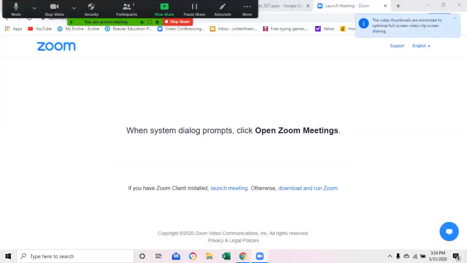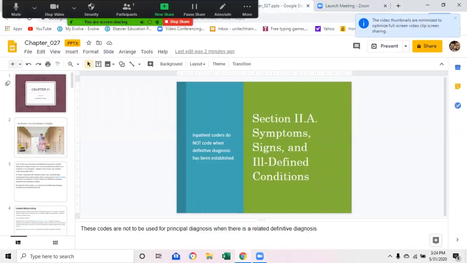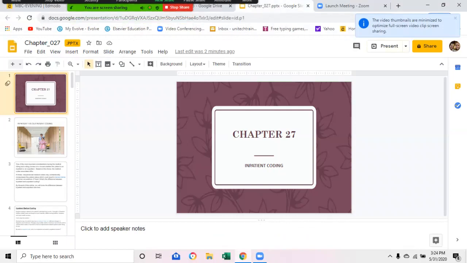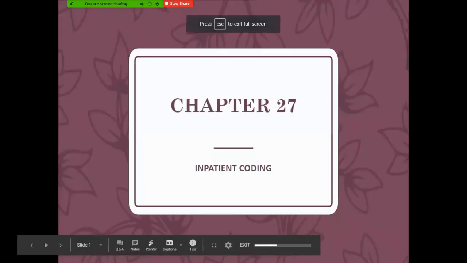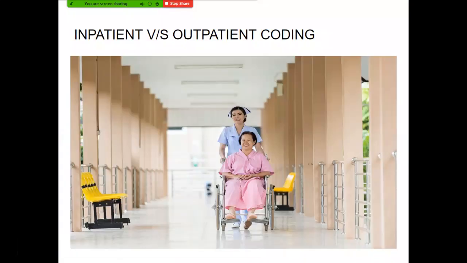So here we go. Let me get our stuff up and running so we can get this party started, as they say. So chapter 27, inpatient coding. Inpatient versus outpatient coding.